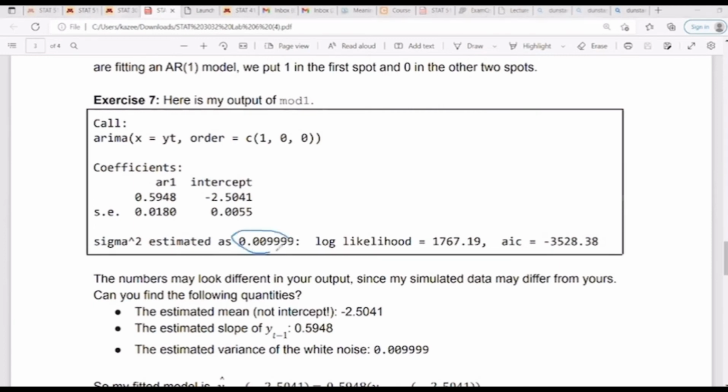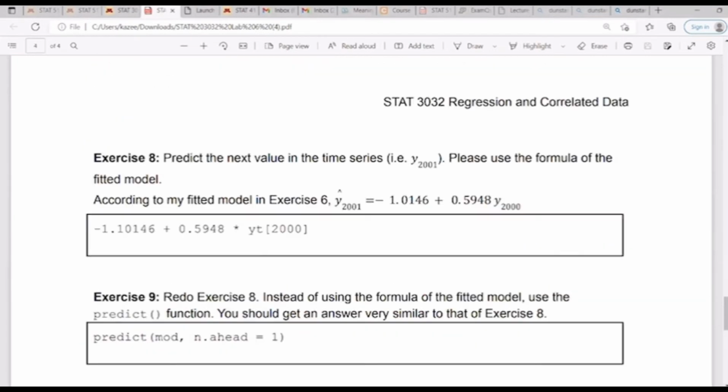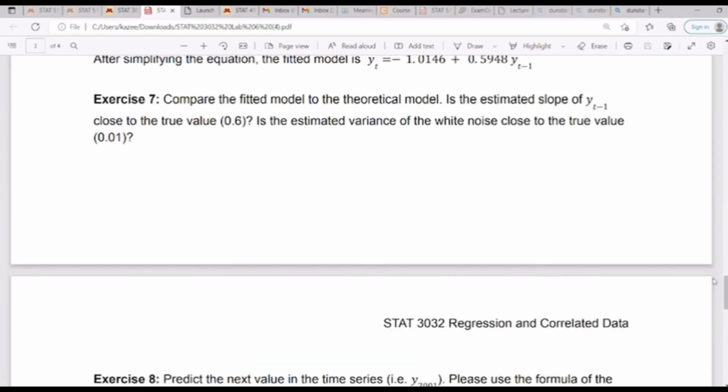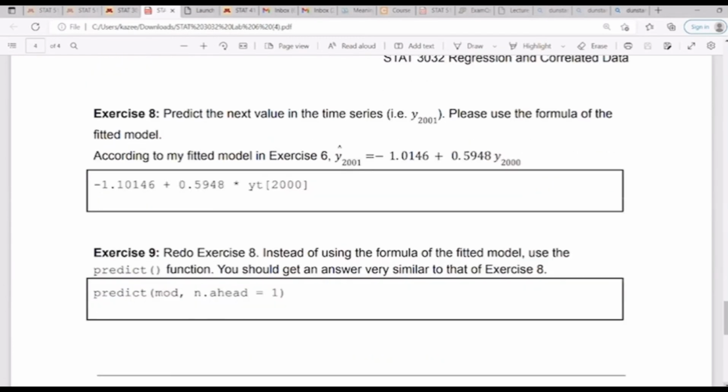This is what we got as the estimated variance of the white noise. You're going to compare it with the theoretical one. And this is what we got as the estimated slope, and that is not far from the true one. That is just a question that they actually ask you. So take a look at that. Okay, so I'm going to go to exercise 8 now. Exercise 8 is talking about prediction.